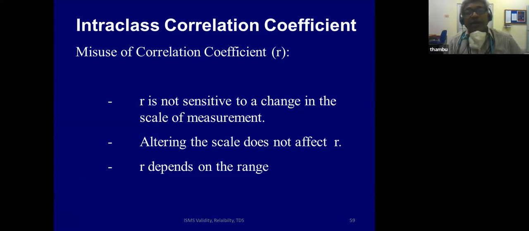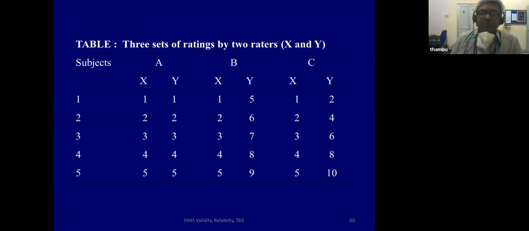The intra-class correlation coefficient, which some people call R, is not sensitive to change in the scale of measurement. Altering the scale does not affect it, and it also depends on the range. So there are some issues with the intra-class correlation coefficient which one must be aware of. Now, I just want to give some more things to exemplify that story which I just told.